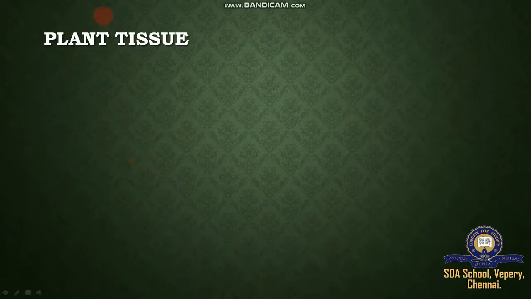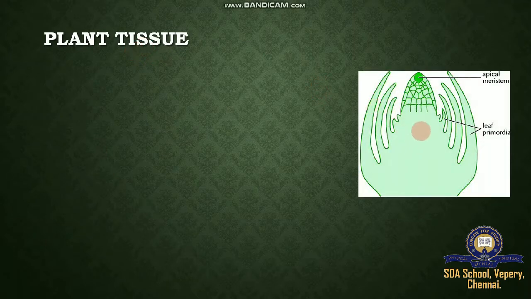Plant tissue. A plant is composed of a lot of tissue. A plant is made up of many organs such as root, stem, leaf, flower, bud, axillary bud, a lot of parts. So every part of the plant is made up of tissue. Here we know the tissue systems at the apex of plants, such as stem, leaf, and root, come here. One of them is meristem tissue.